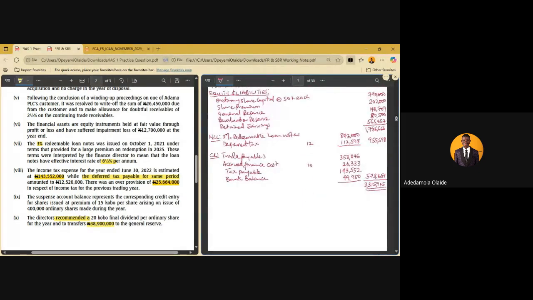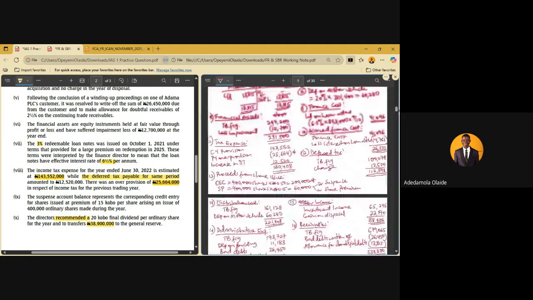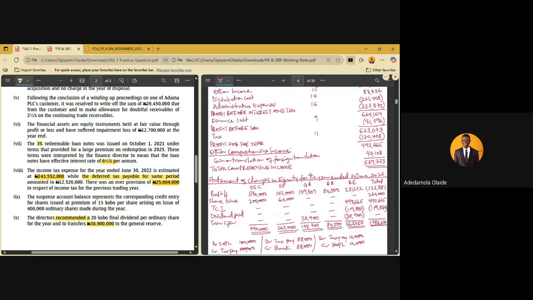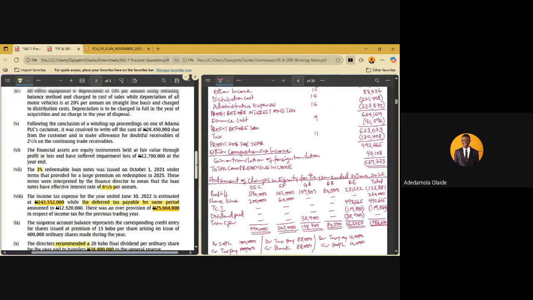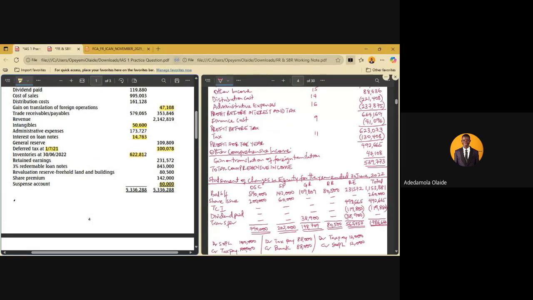So I'll come here, note 19, tax payable. It should be 117,888. However, that's not all. You see, this gain on translation of foreign operations.